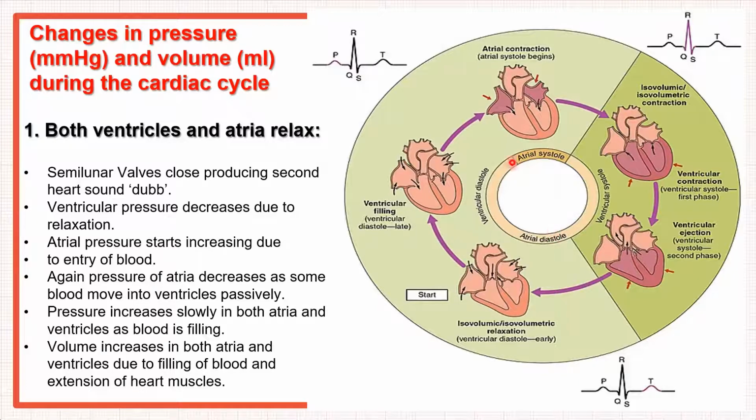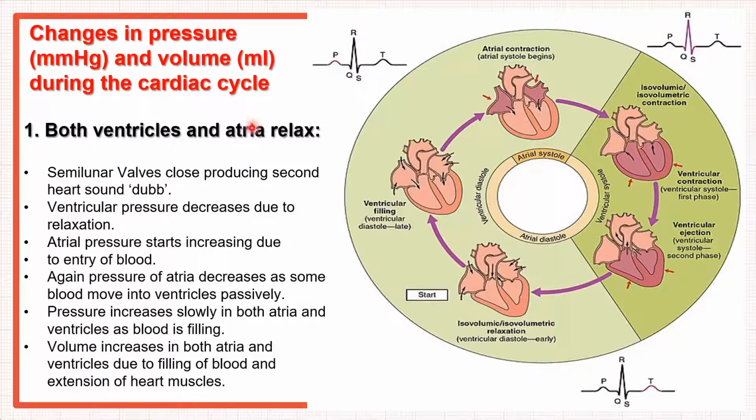The inner circle here stands for the atria, right? And the outer circle that you're looking at here involves the ventricular part, right? So this involves the atrial systole, this involves the atrial diastole. And this part here is the ventricular diastole, and this part is the ventricular systole. So we'll talk about these.